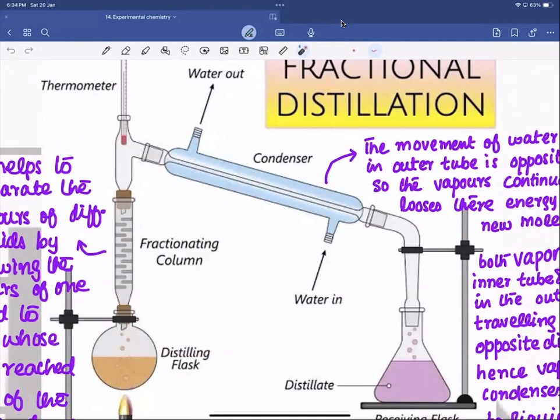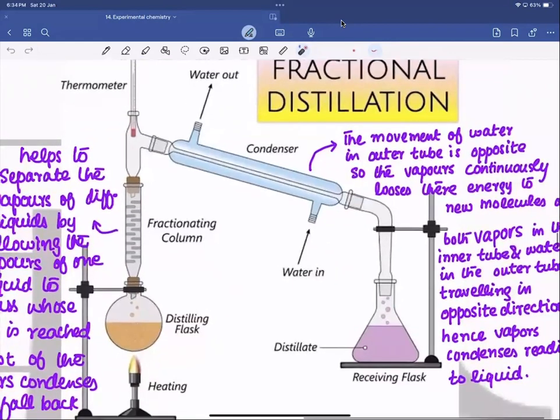If the boiling point of none of the liquids is reached, then no molecules which are evaporated from here escape this fractionating column. They always condense in the middle anywhere and then fall back. Okay, so that is what the fractionating column does.